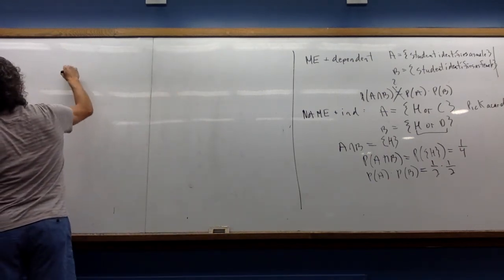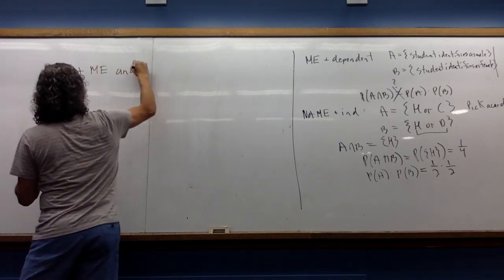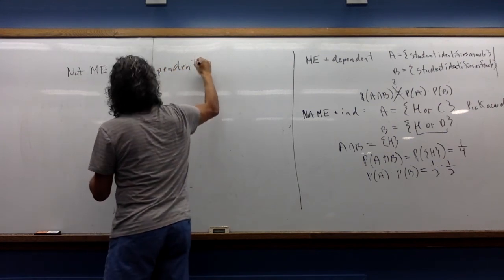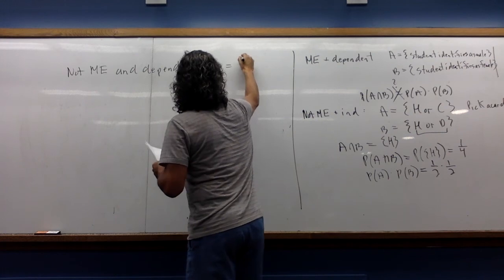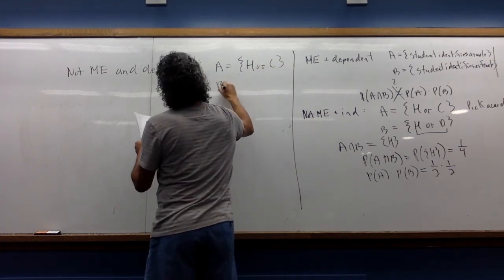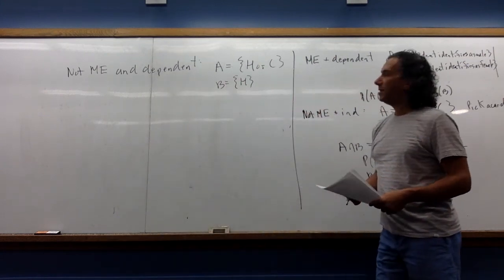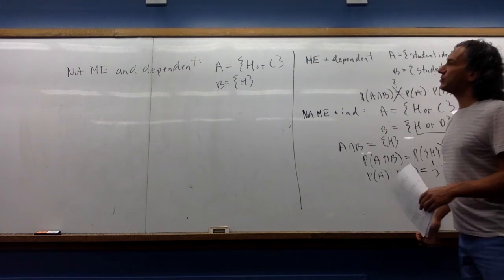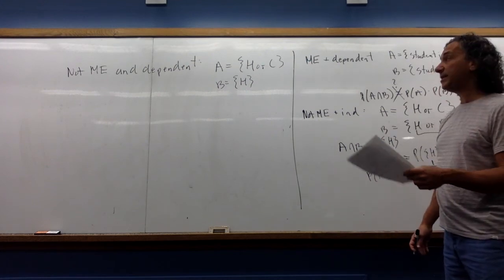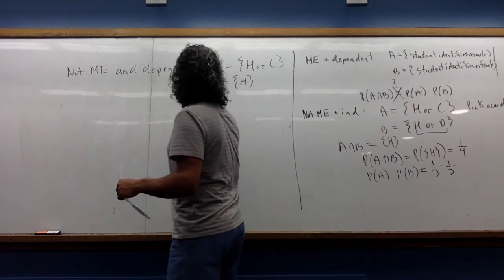And then finally, if they're not mutually exclusive and dependent, well, is there an example of that? Let's do another card example. Let's do hearts or clubs, and hearts is B. So again, pause the video, see if you can convince yourself that they're neither mutually exclusive nor independent, so they're dependent. Right, hopefully you gave it a shot.